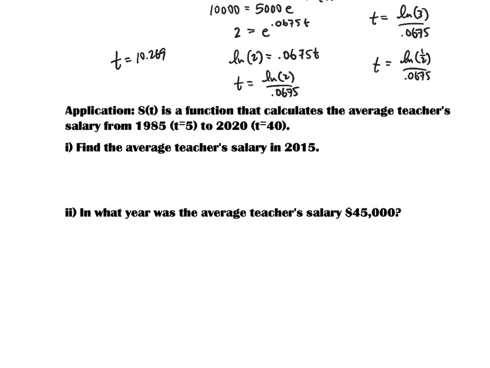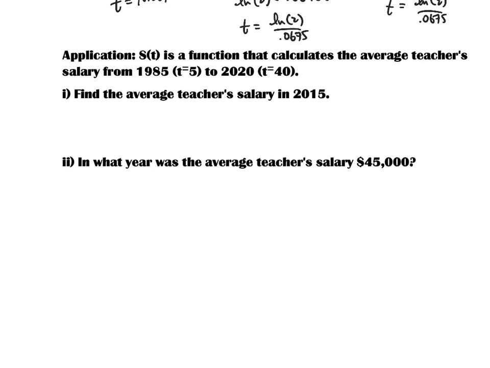All right, application 2. This will be a fun one. S of t is a function that calculates the average teacher's salary from 1985, which is t equals 5, to 2020, which is t equals 40. Find the average teacher's salary in 2015. Of course, that would be S of 35. It doesn't look like I put S of t on the notes. Kind of crucial to this problem.